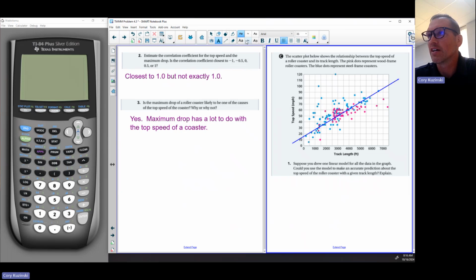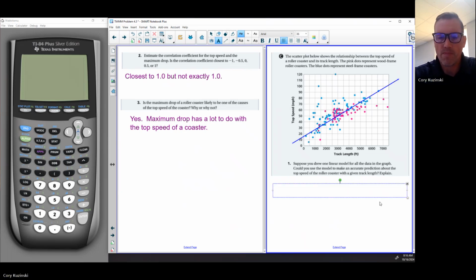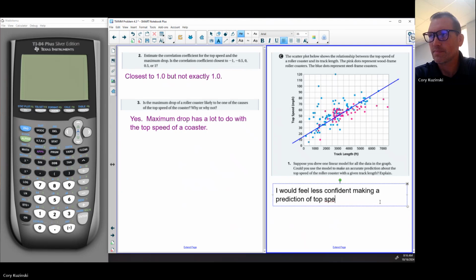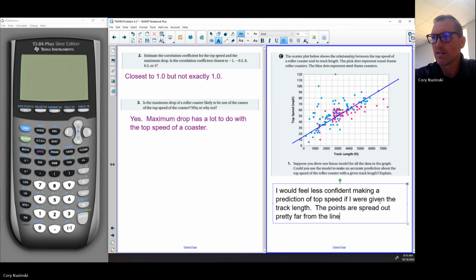So let's put some thoughts down here. I would feel less confident making a prediction of top speed if I were given the track length. The points are spread out pretty far from the line, also known as the model, right?